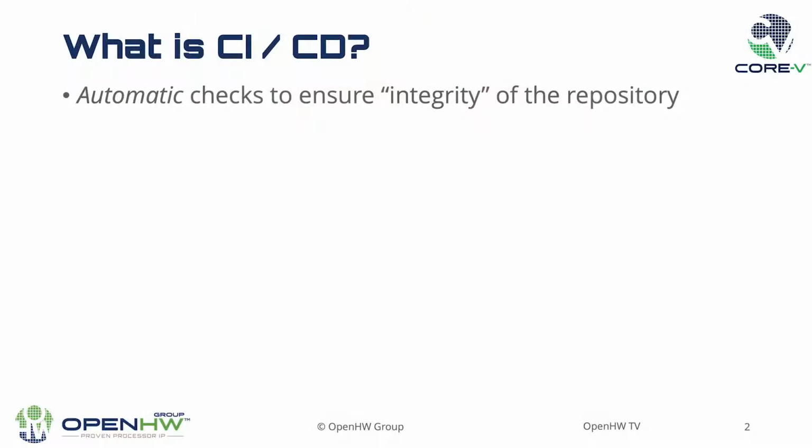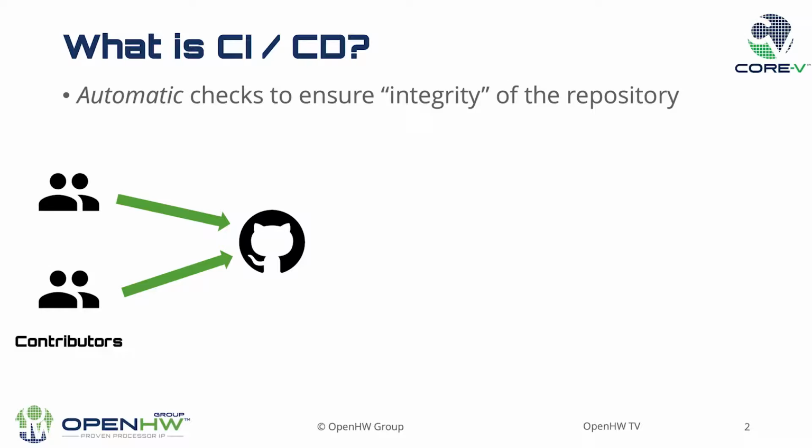I'm here today to present to you how we embrace continuous integration and continuous delivery in the CORE-V MCU project. But before we get started, let's briefly recap what CI and CD actually is. Continuous integration is really to ensure the integrity of the repository in an automatic fashion. So without any manual intervening, we want to have an automatic way to check the incoming pull request contributions from the different contributors.